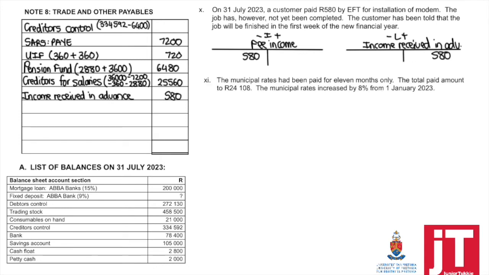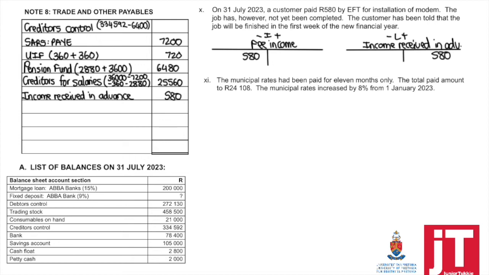The municipal rates have been paid for 11 months only. One month is then still outstanding. That is the easy part to identify. If it's still outstanding, this is an accrued expense and must be added. The total amount paid was $24,108. The municipal rates had increased by 8% from the 1st of January 2023.